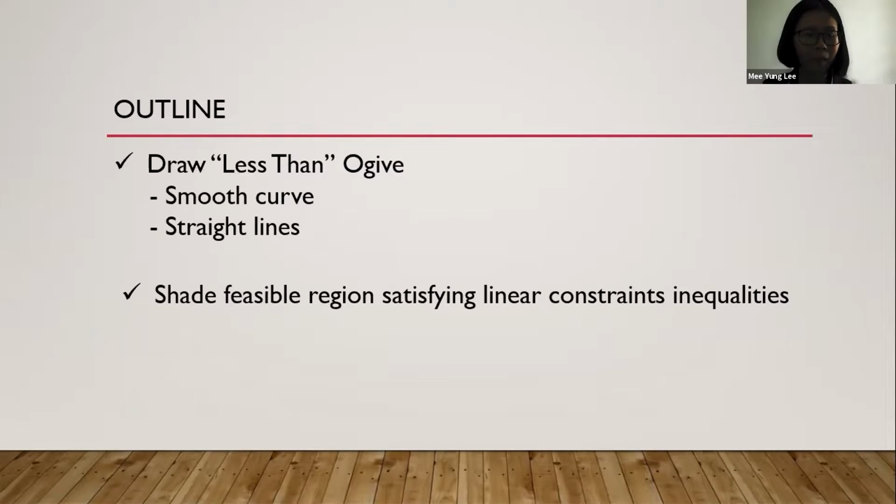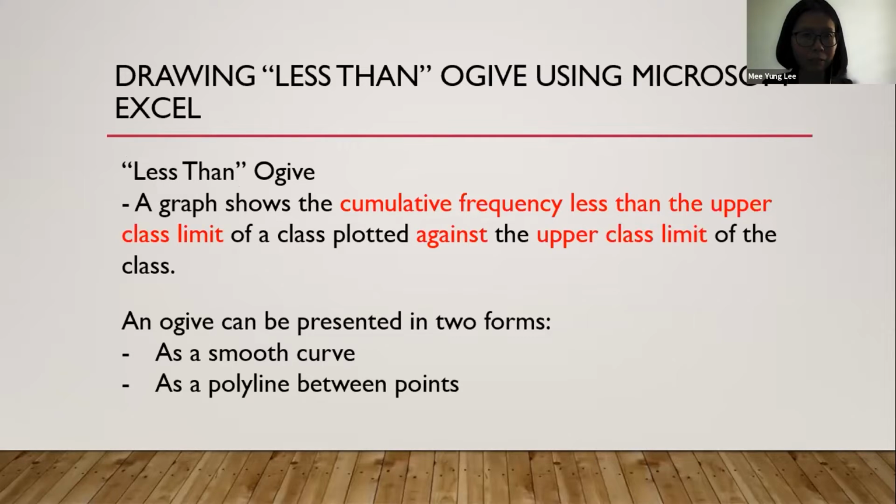Then for the second part of my presentation, I will show you how to shade the feasible region satisfying linear constraint inequalities. Meaning that we have to draw the straight lines on the graph first, and then find out what the feasible region is, and then do the shading. So let's start with drawing the less than ogive using Microsoft Excel.